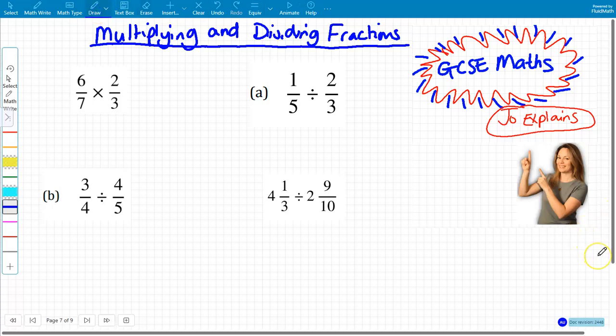Hi everyone, so today we're going to look at multiplying and dividing fractions. Multiplying fractions is really easy, so you just have to multiply on the same row and you can just get the numbers, so it's really simple. I'm going to do a really quick recap of that first before I get into dividing fractions.